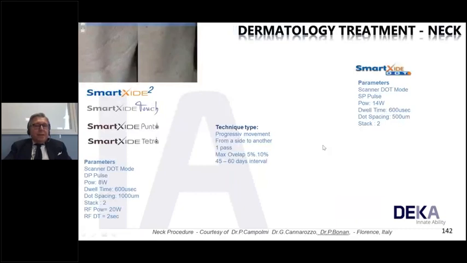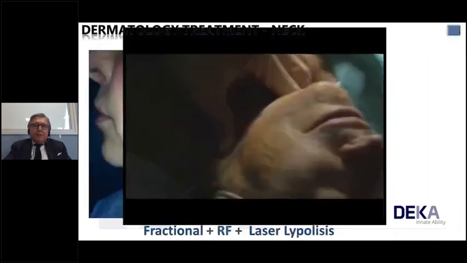Well, you see the parameters. With the new platform, we have completely tightening of the skin with the DP pulse, power approximately around 8, dwell time 600 microseconds, dot spacing 1000 micron, and stack 2. With the old one, the traditional SmartXide dot, we got the results with SP Pulse, power around 14 watts, dwell time 600 microseconds, and dot spacing 500. Stack 2. The stack 2 even with the previous platform.